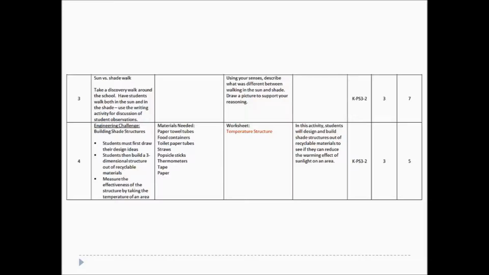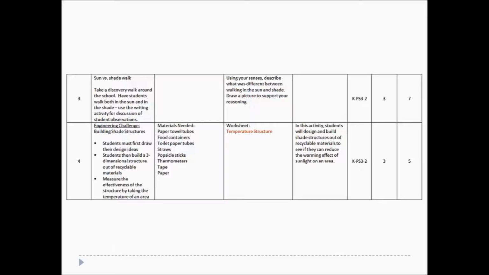Constructing a shade structure allows students the opportunity to explore the engineering design process. Through this activity, students ask, imagine, plan, create, and improve their shade structure design. In the Ask step, students ask questions about the task. What materials could we use? How big? What's the purpose?